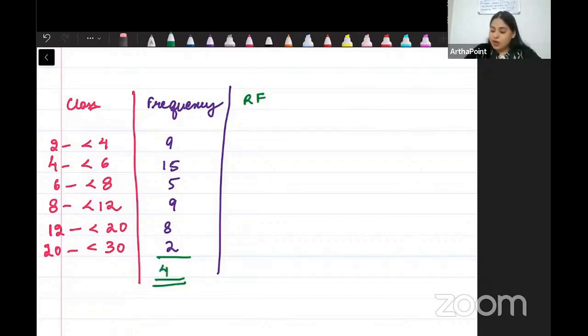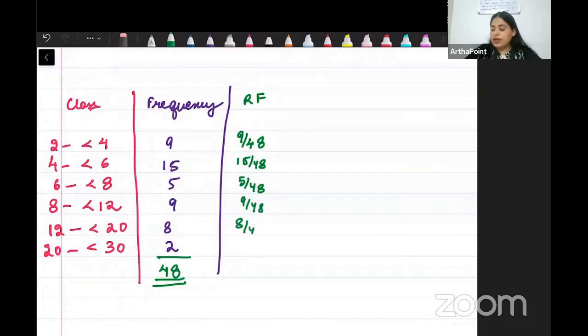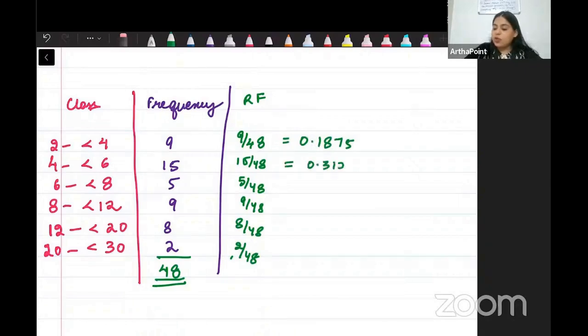So the sum is 48. So relative frequency will be 9 divided by 48, 15 divided by 48, 5 divided by 48, 9 divided by 48, 8 by 48 and 2 by 48. These are the relative frequencies. So you will get some numbers: 0.1875, 0.3125. I urge you, please do these on your own.